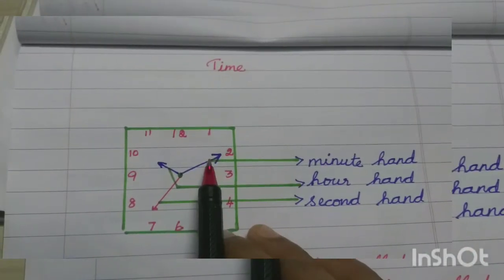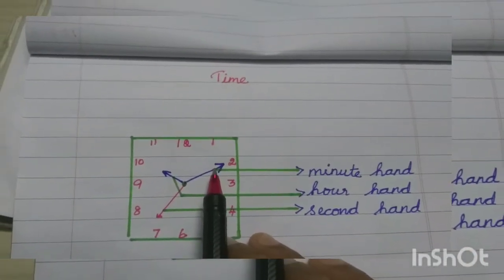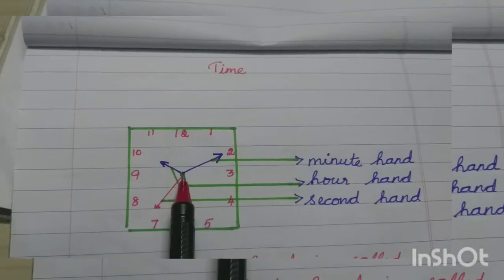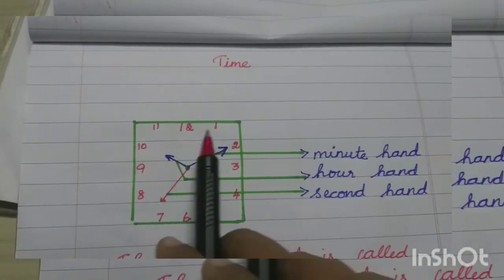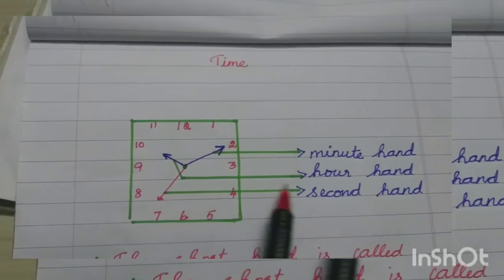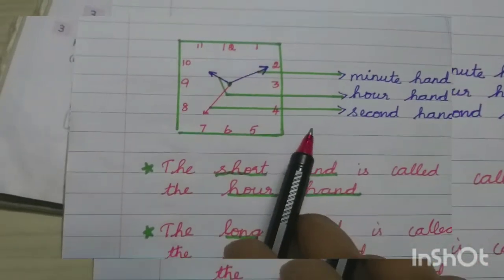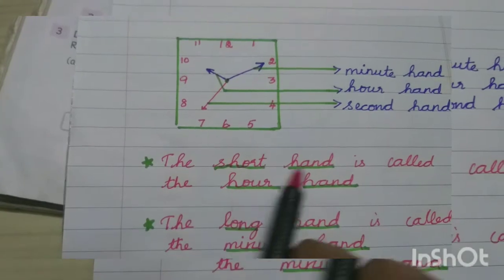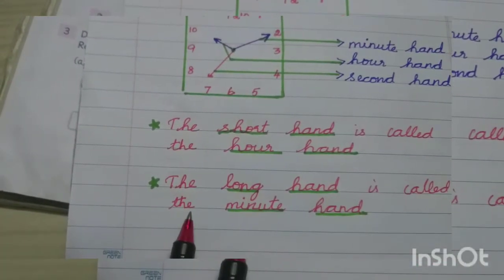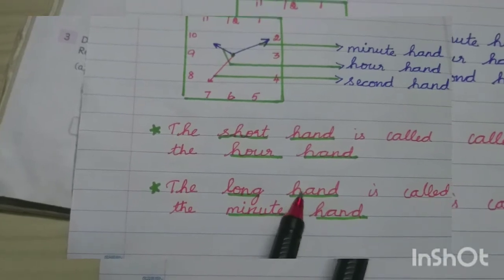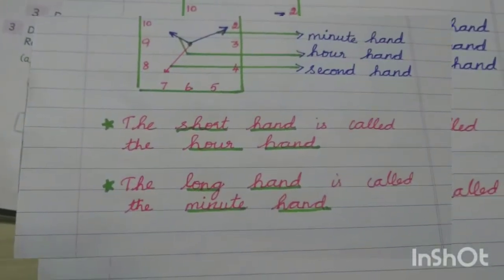And this is the long hand, which means the minute hand, and this is the short hand, which means the hour hand. And this one, which is always running, is the second hand. Already we studied that the short hand is called the hour hand and the long hand is called the minute hand. You should draw very neatly, students, and write also very neatly.